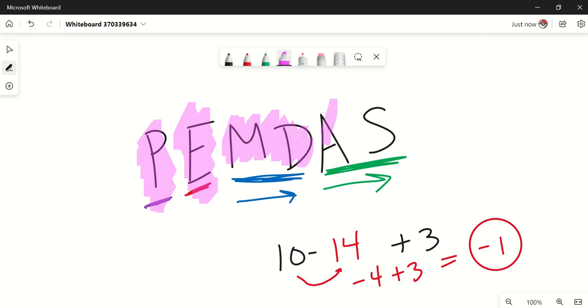Remember to underline M and D and A and S because we are doing those together. We're not doing them separately. It's not multiplication then division. It's multiplication and division. And then it's not addition then subtraction. It's addition and subtraction from left to right. Very important that we put that in there from left to right.